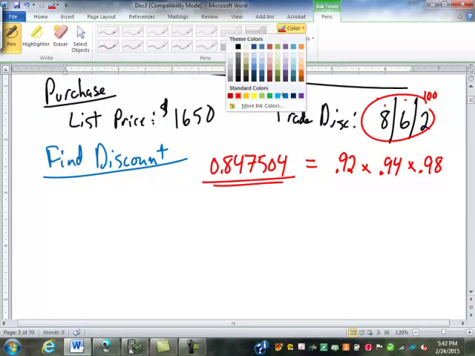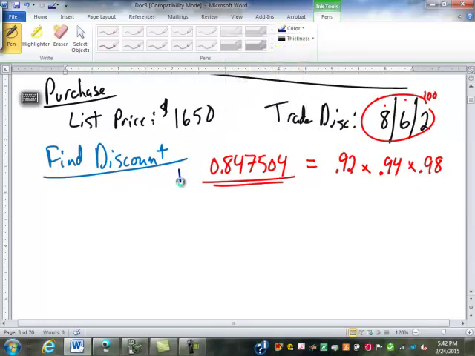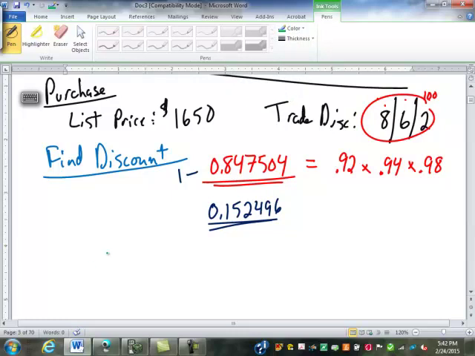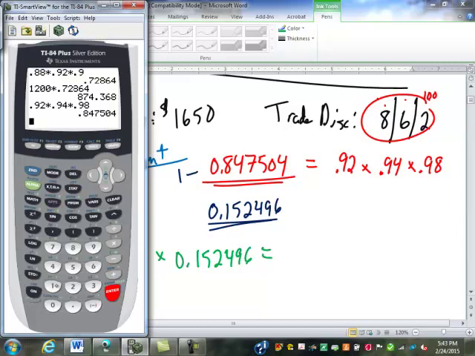Okay, now what? Is that what we want to use? No. We need to do 1 minus that to get 0.152496. That is what we need for finding the discount. So how do we find the discount from that? 1650 times 0.152496 gives us 251.62.